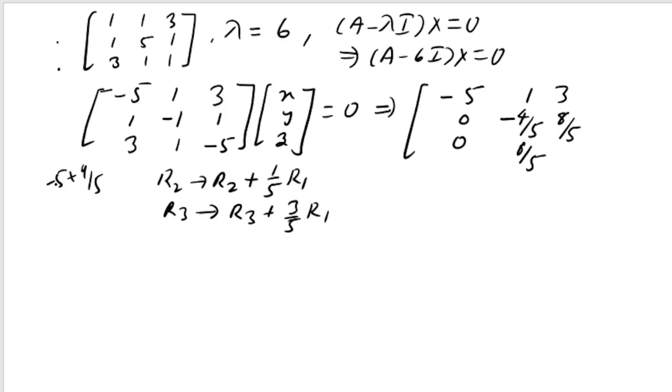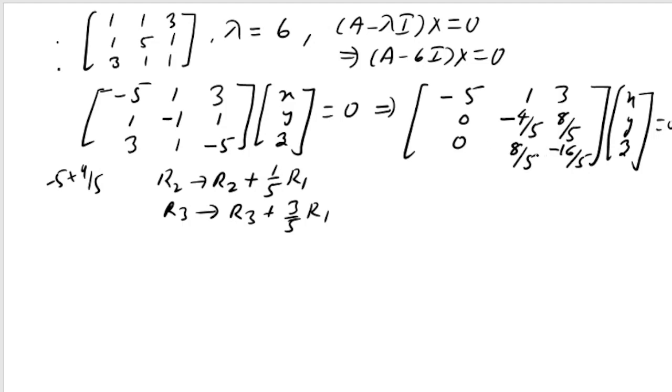so it is how much? Minus 25 plus 9 is minus 16, so minus 16 by 5. Be careful in the calculation. So x, y, z is equal to 0. On this, let me write it better. This is 8 by 5.